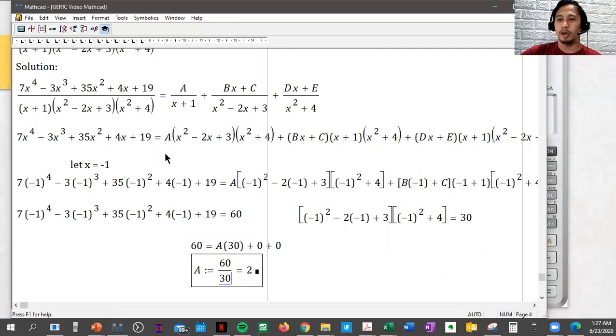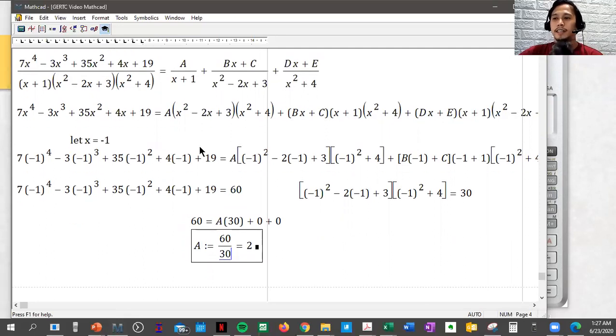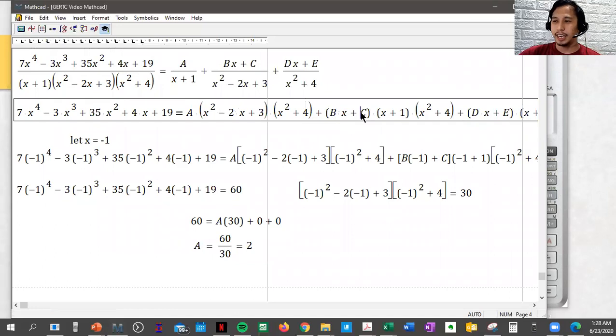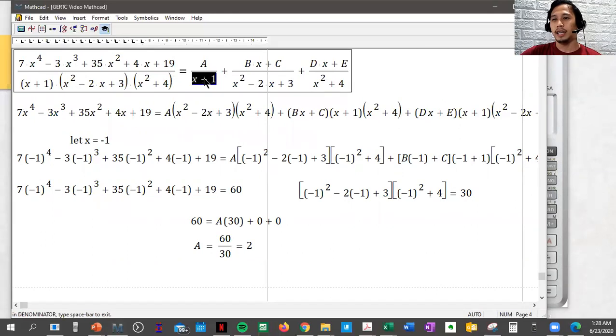Okay, so we already got the value of a. Now what shall we do next? How to get B, C, D, and E. In a board exam, there are times na magbibigay siya ng ganito. Mahaba siya. Okay, but the question being asked is just the numerator of a linear denominator. Madali lang makuha yan, no?